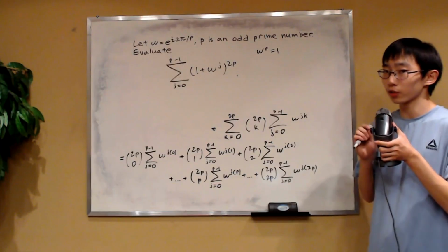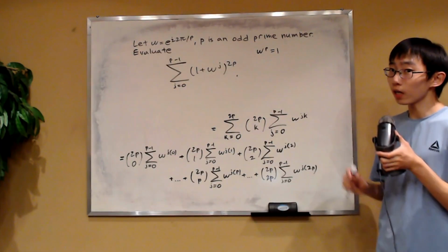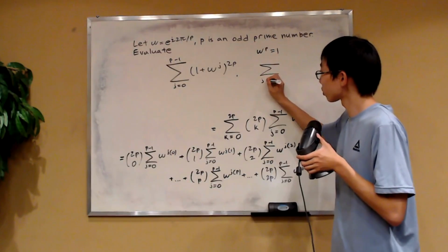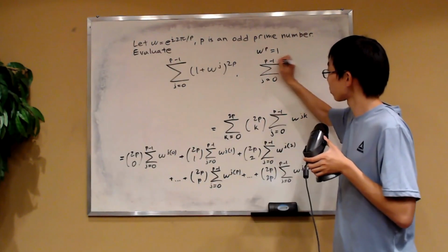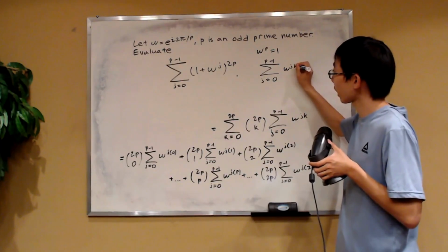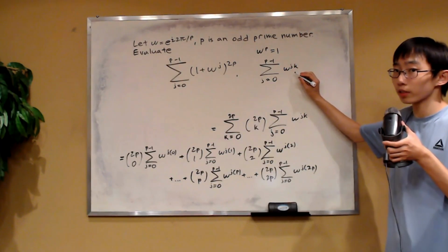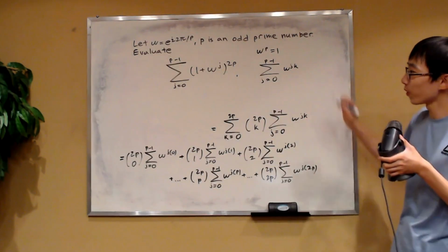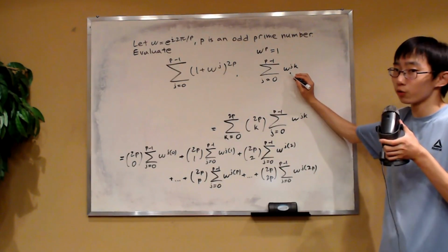Now, why did I do that? Well, it's because you can actually evaluate the sum as j goes from 0 up to p minus 1 of omega to the jk based off of two cases. Note that this sum is literally the same as this geometric series. So we can evaluate this based off of two cases.